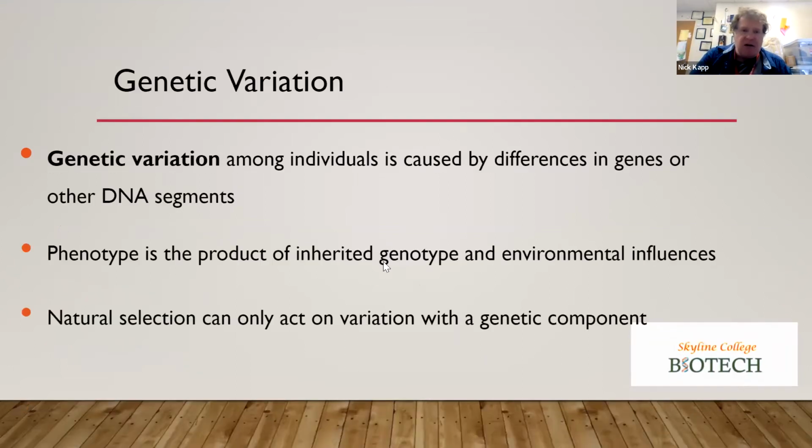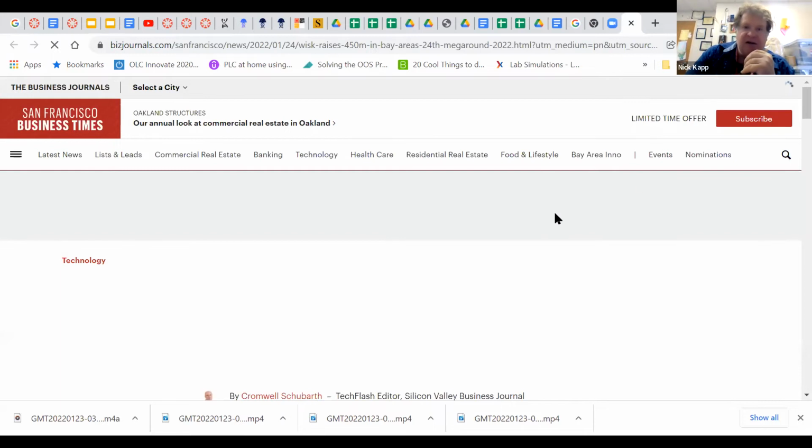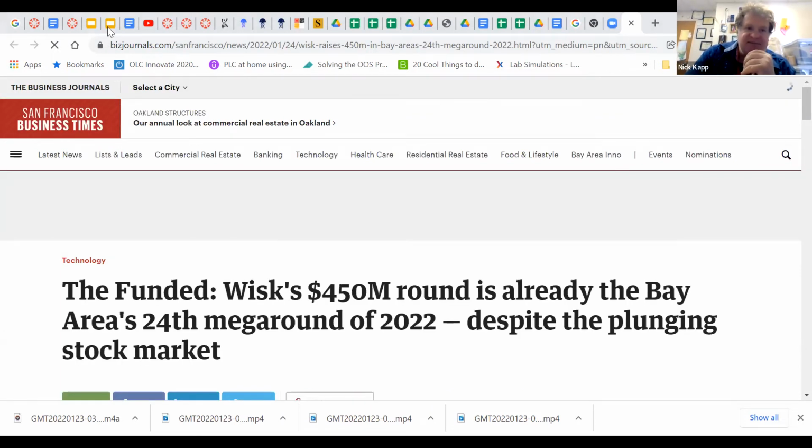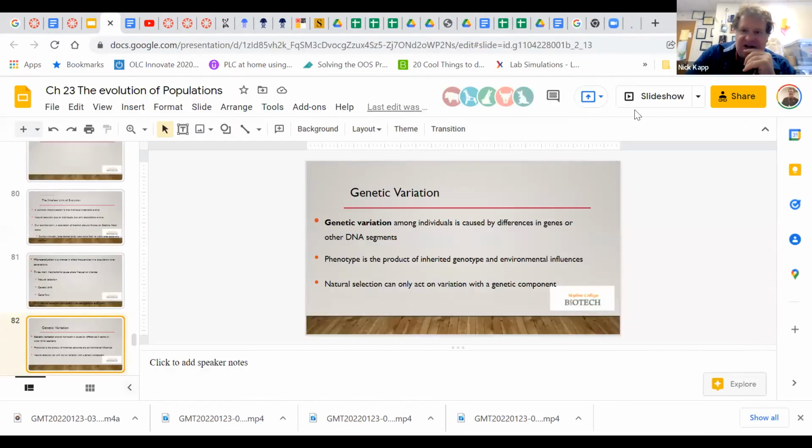This is one of the newer ideas that came out since Darwin. And basically all this deals a lot with what we call genetic variation. Genetic variation among individuals is caused by, sorry about that. Genetic variation in individuals.